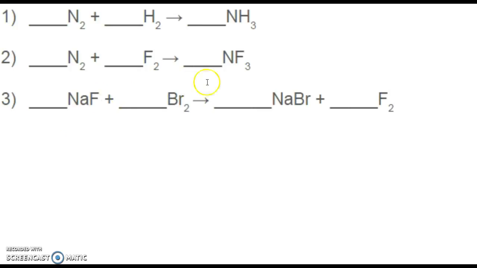Keep in mind, whenever you have a capital letter, it is a whole new element. So this is nitrogen, this is hydrogen, this is nitrogen, this is fluorine. Whenever you see something like this, where it's a big letter and a little letter, that is the same element. So this is bromine, this is sodium.